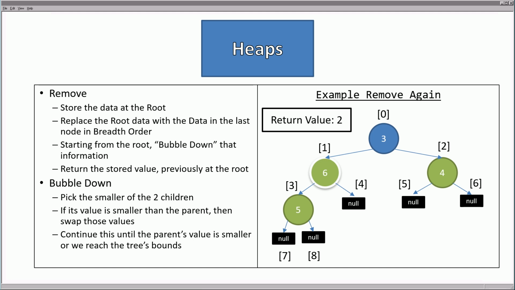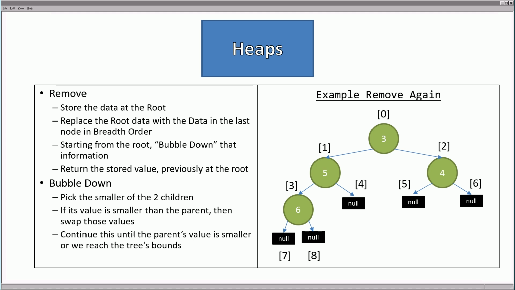Now we continue this procedure. We look at the left and the right child. Well, the thing is, there is no right child, only the left one. Now we have to look. Is 6 greater than 5? Yes, it is. So we have to swap it. And now we're at the bounds of the tree, so we're done. Once we're done bubbling down, we return the value, and we're finished.